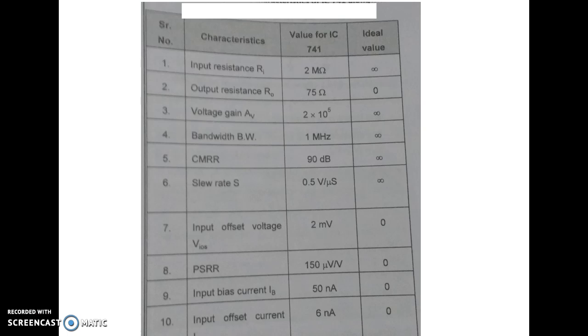And already we have seen what is the meaning of the CMRR. It is a common mode rejection ratio. For op-amp, CMRR is defined as the ratio of differential gain to common mode gain. Ideally, CMRR should be infinite, and practically its value lies up to 90 dB. Input resistance is 2 mega ohm, and ideally it should be infinite. Output resistance is 75 ohm, ideally it should be 0. Bandwidth should be ideally infinite, and the value for the op-amp is 1 megahertz.